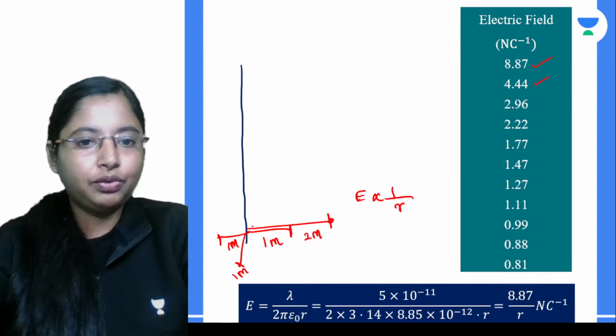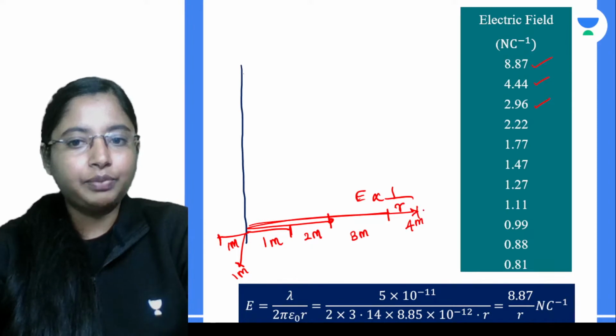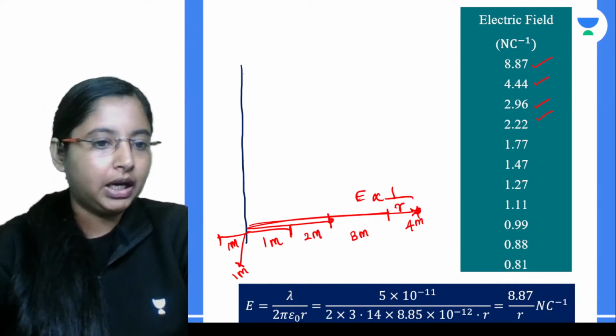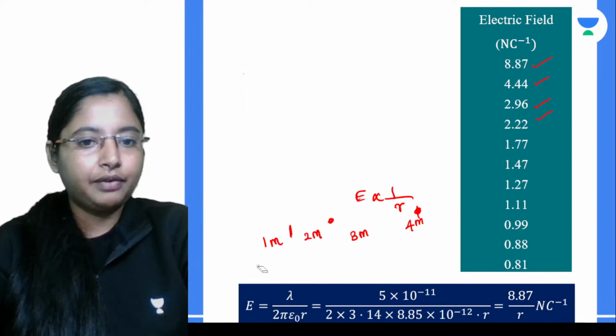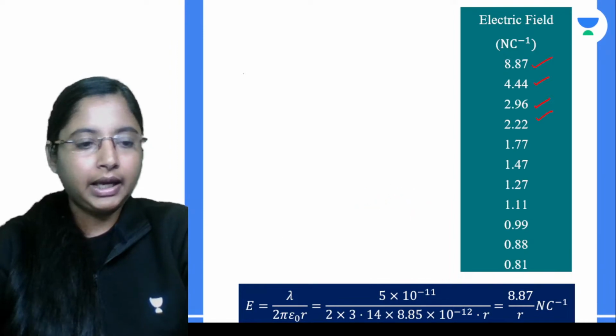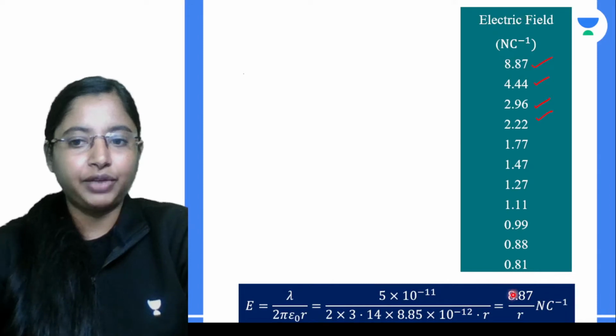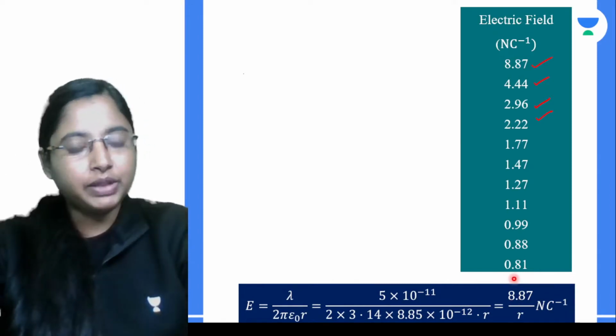Now again we will go 3 meters and see what the electric field is. Substitute R as 3 meters in this equation, and you will get 2.25. Again try going 4 meters. What is the electric field strength at 4 meters? You will end up getting 2.21. Very simple. If you keep going, these are the values you will get for electric field as the distance goes 1 meter, 2 meters, 3 meters and so on.